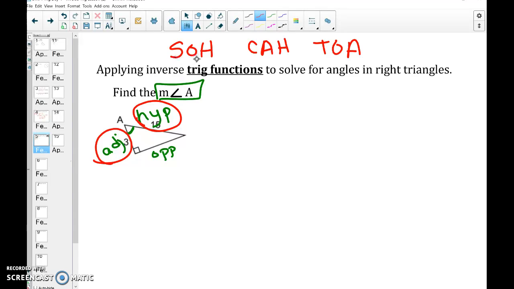Sine is opposite over hypotenuse, cosine is adjacent over hypotenuse, and tangent is opposite over adjacent. Well, I have adjacent and a hypotenuse, so that's got to be the cosine, the COS. So I have COS. I don't know what my angle is, so I'm going to put angle A there. And it equals adjacent over hypotenuse. So put 3 on top, 15 on the bottom, and we're ready to get going.